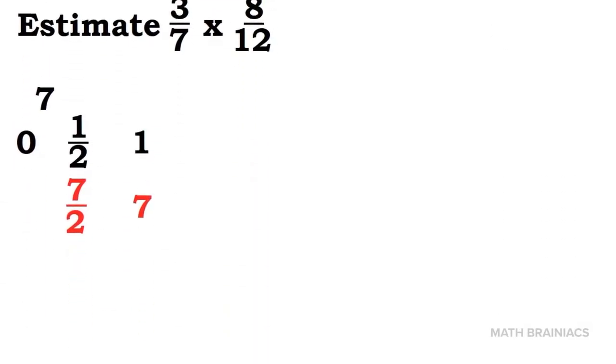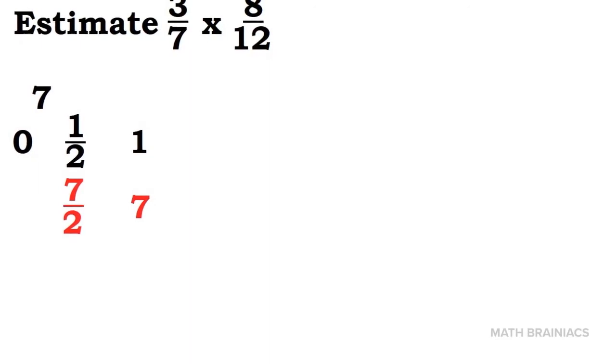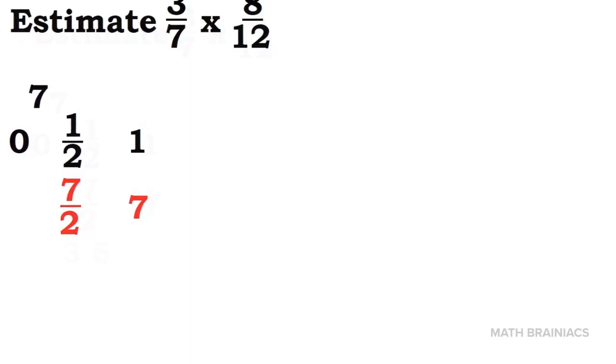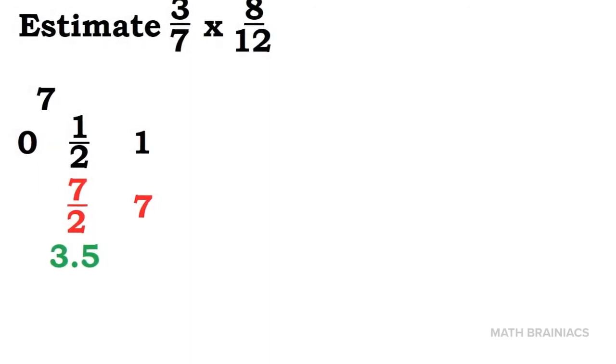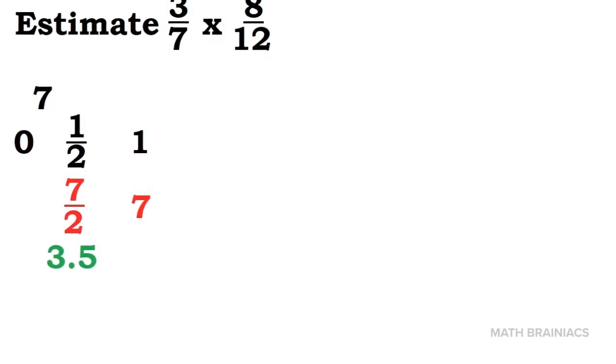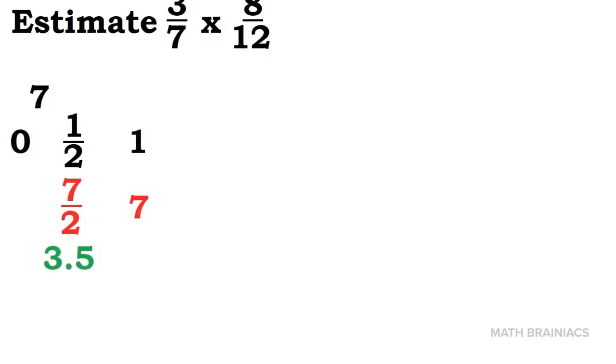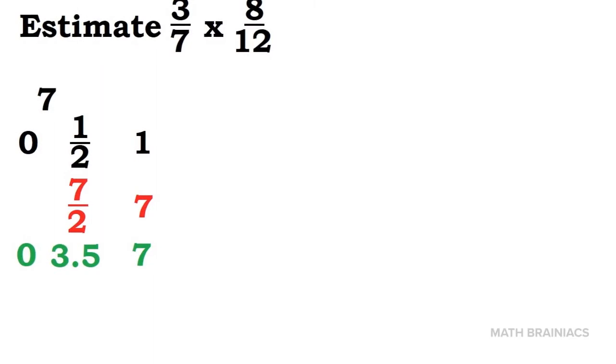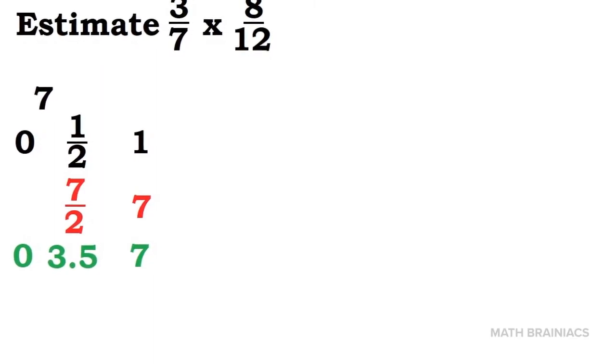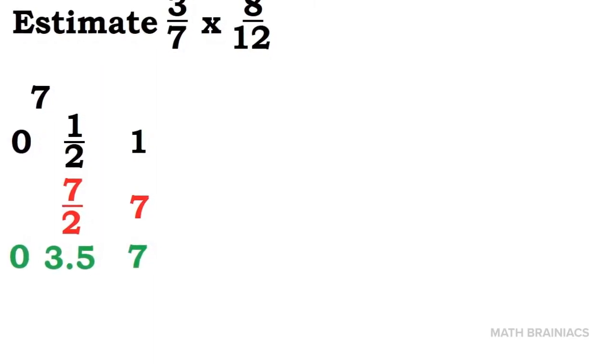Let us set 7 as 1, and 1/2 of 7 is 7/2. In that event, 7/2 or 7 divided by 2 is equal to 3.5. Accordingly, it is 0, half is 3.5, and 1 is 7.